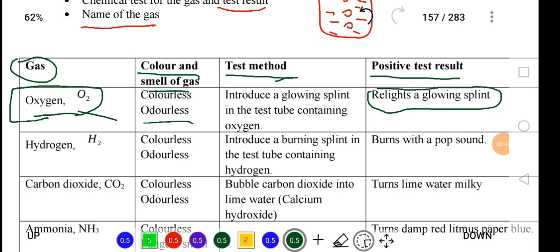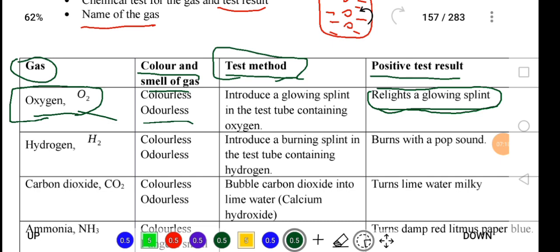Now, what are you going to do? We have what we call the test method. We understand, all of us, my dear learners, that oxygen supports burning. Now, since oxygen supports burning, it's possible that when you introduce a glowing splint in the test tube containing oxygen, that flame or the glowing splint is going to increase in size. That is what we mean when we say it lights a glowing splint.